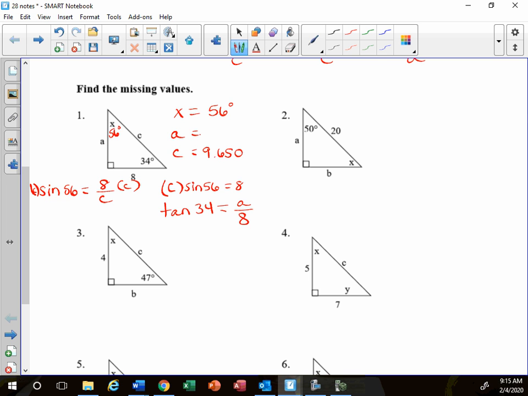So how do I get A by itself? I just have to multiply by 8, right? So 8 tangent 34. You can do it the other way. You'll get the same answer, you just have more work to do. So did we get 5.396 for A? Okay, all right. You guys try number 2 for me, same idea.